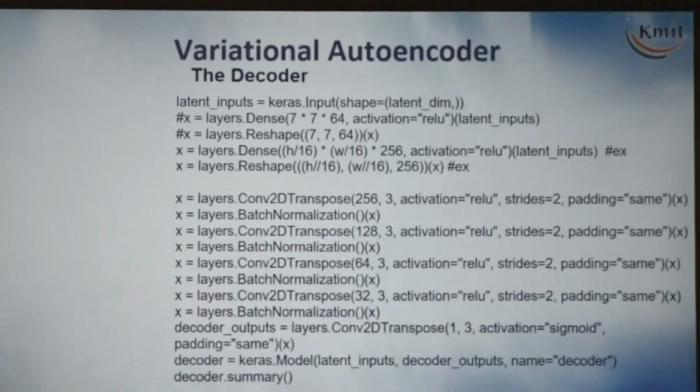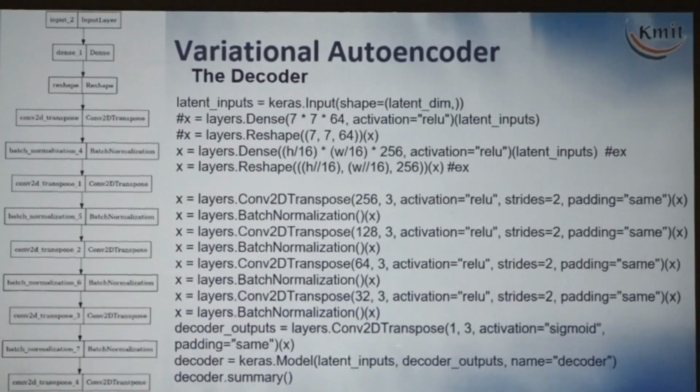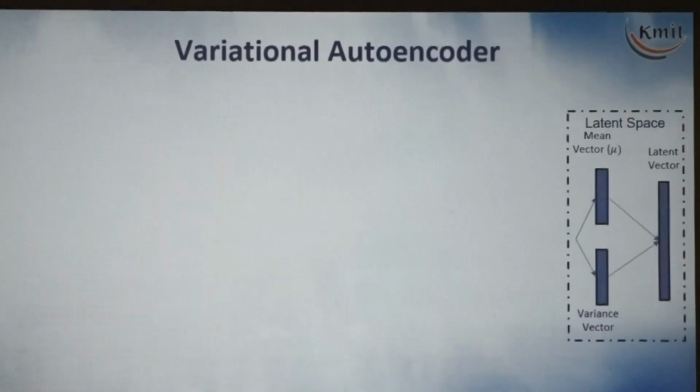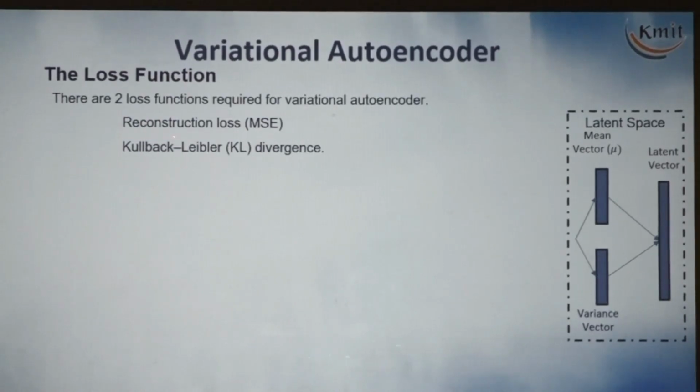Now, the decoder is the same. In the decoder you need not change anything. Okay? Now, loss function: reconstruction loss, it is MSE only. Kullback-Leibler, it is the KL divergence.